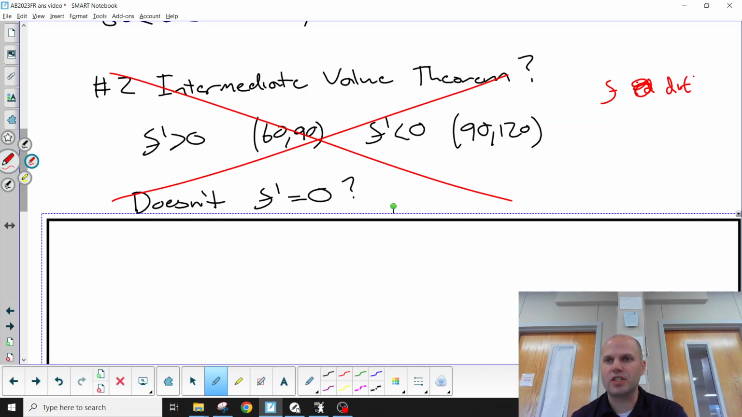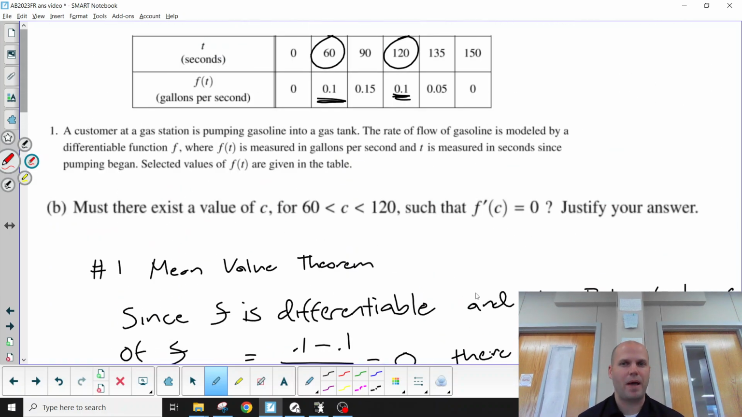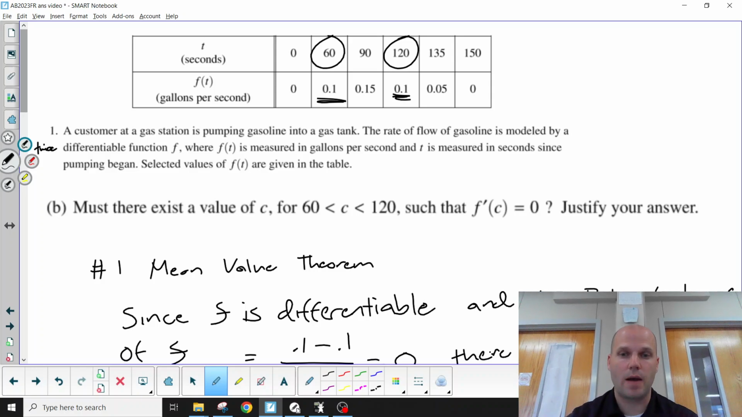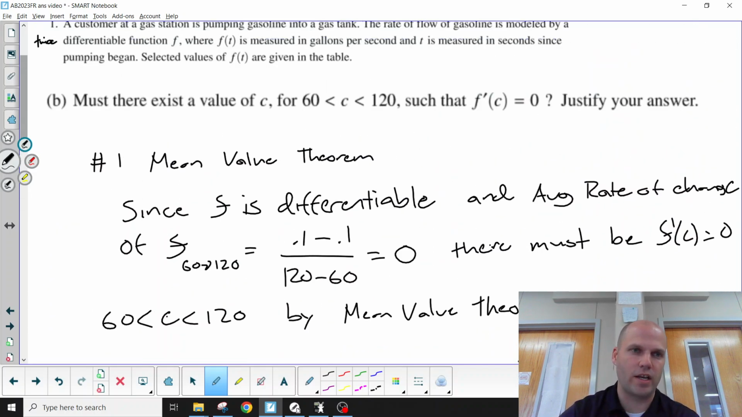F being differentiable does not mean f prime is continuous. So we can't assume f prime is continuous. So this probably will not be accepted, though it kind of makes sense. The way we've been able to use it in the past is if they said that f is a twice differentiable function, which means f is differentiable and f prime is differentiable. And if f prime is differentiable, that means f prime is continuous. If f prime was continuous, then we could say this. But we can't assume it, so mean value theorem is the way to go for part B.